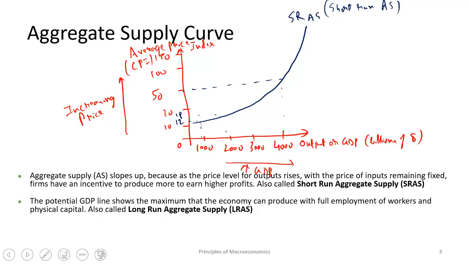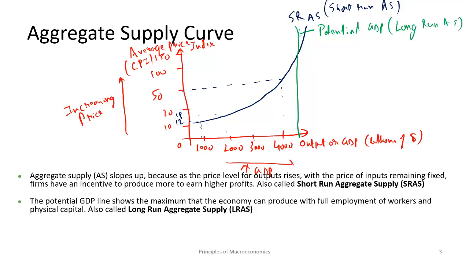And how do we show potential GDP? Potential GDP is shown as a vertical line. Let me show you this. So this is your potential GDP line, also called long-run aggregate supply. Our potential GDP might be at around, say, $5,000 billion. So potential GDP, you can imagine, is the maximum that we can produce in a country. That's the idea behind potential GDP.